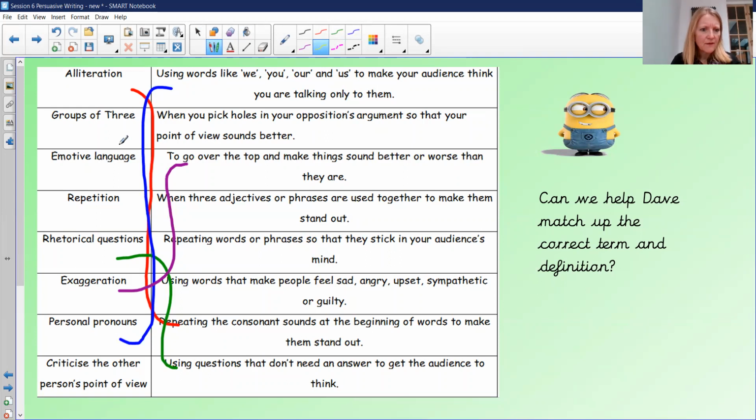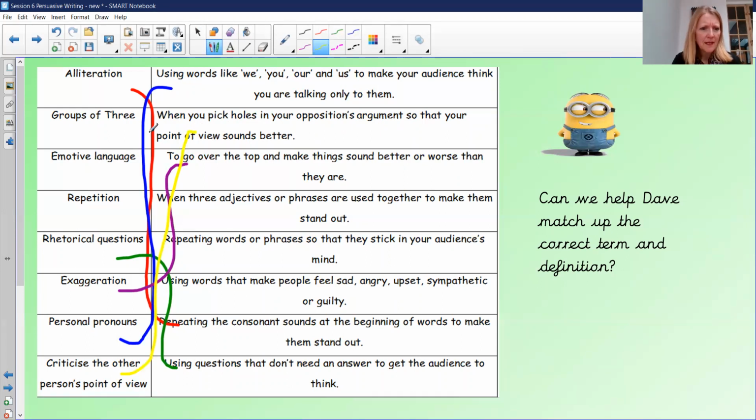Okay, so groups of 3, emotive language and repetition, and criticize the other person's point of view. Okay, so let's have a look. Criticizing is when you're saying something about somebody else which isn't particularly good. So here we go here. When you pick holes in your opposition's arguments so that your point of view sounds better. So that's that one there.